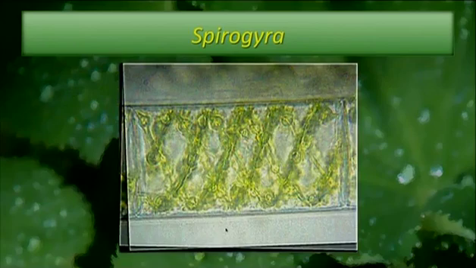So here's a look at a cell of Spirogyra. You can see the ribbon-shaped chloroplast wrapped spirally. And here are the pyrenoids, these roundish shapes here, used to synthesize starch.